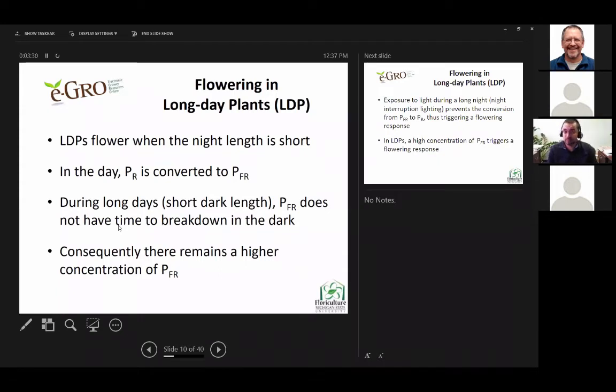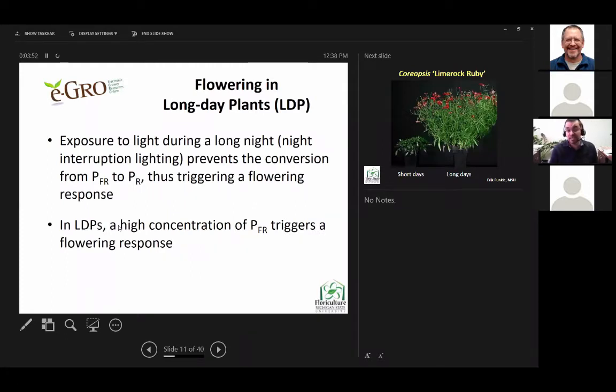Now let's talk about long day plants. Long day plants flower when the night length is short. In the day, again, PR is converted to PFR. During a long night or a shortened dark period, PFR does not have time to break down in the dark. Consequently, there remains a high concentration of PFR. Exposure to light during a long night, so either day extension lighting or night interruption lighting, basically prevents that conversion from PFR to PR, thus triggering a flowering response in a long day plant. Long day plants require a high concentration of PFR to trigger that flowering response.